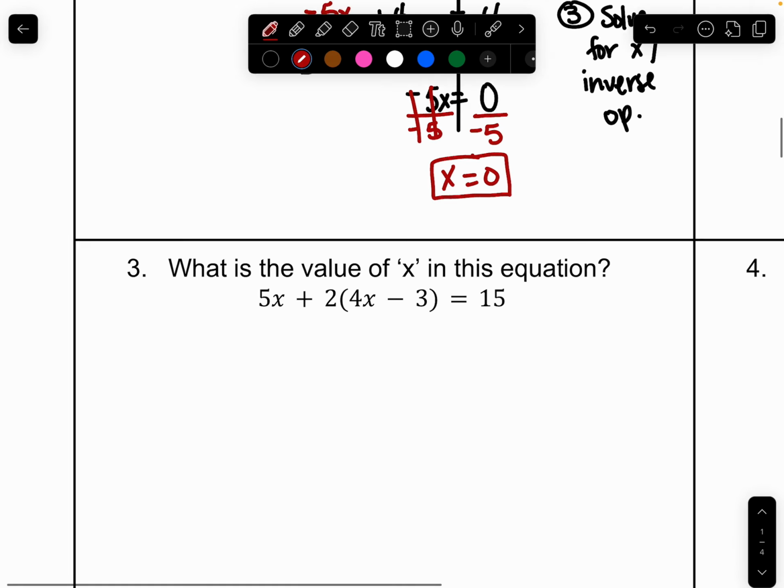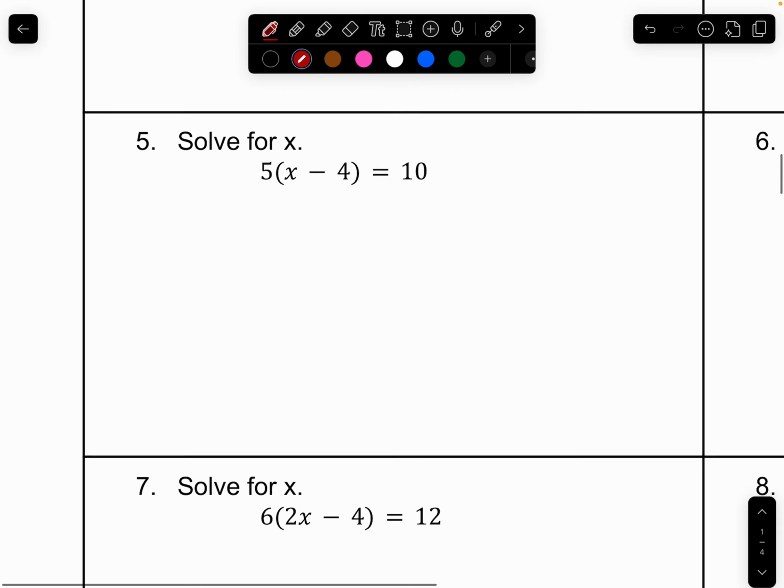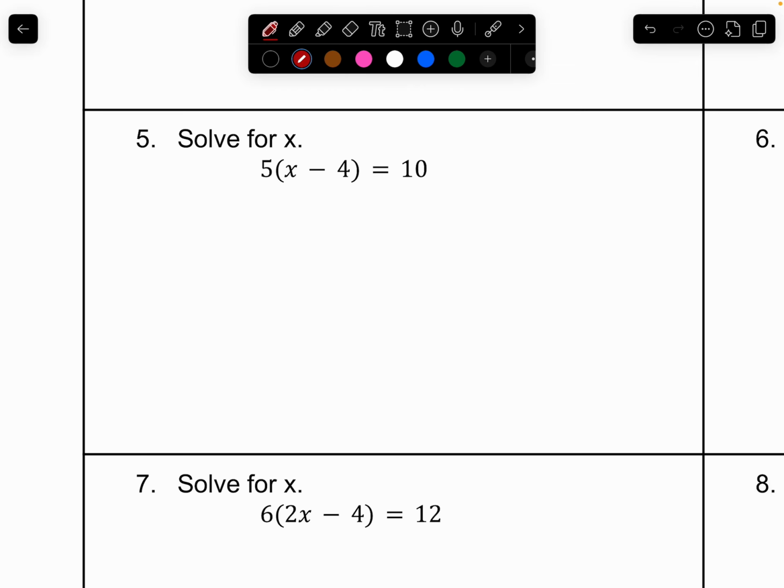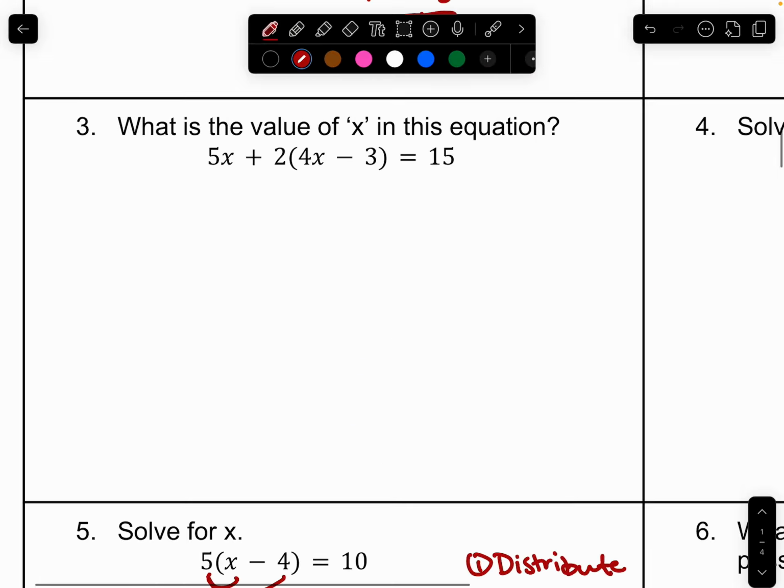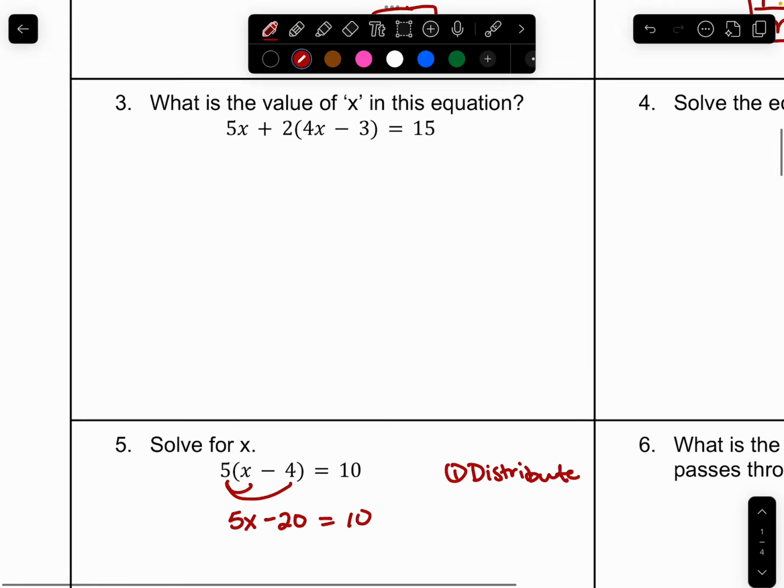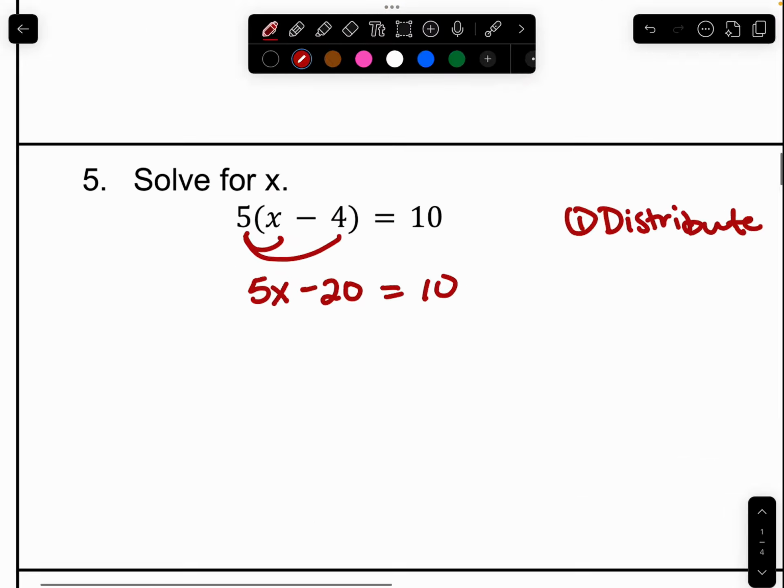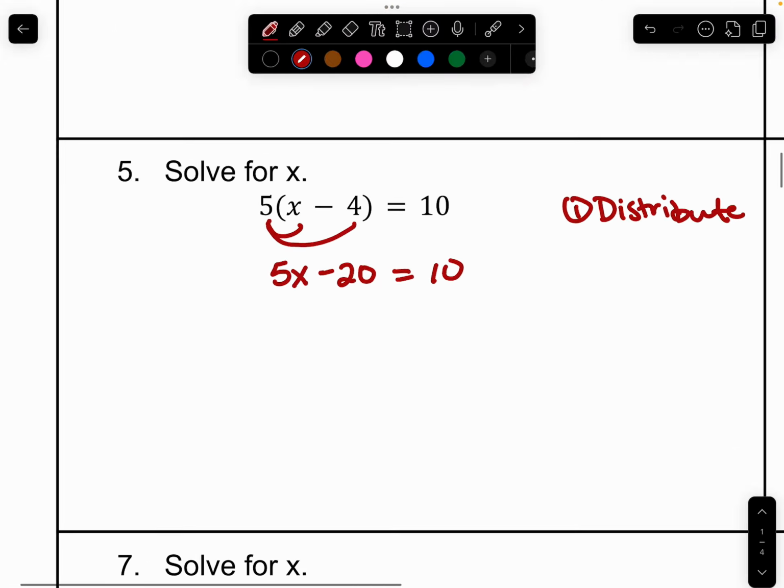All right, number 5. Solve for x. It's exactly like number 1, except it's actually less steps. So my first step is to distribute. That's 5x minus 20 equals 10. And I forgot to say, pause and do these problems right here, and check your answers in Google Classroom.